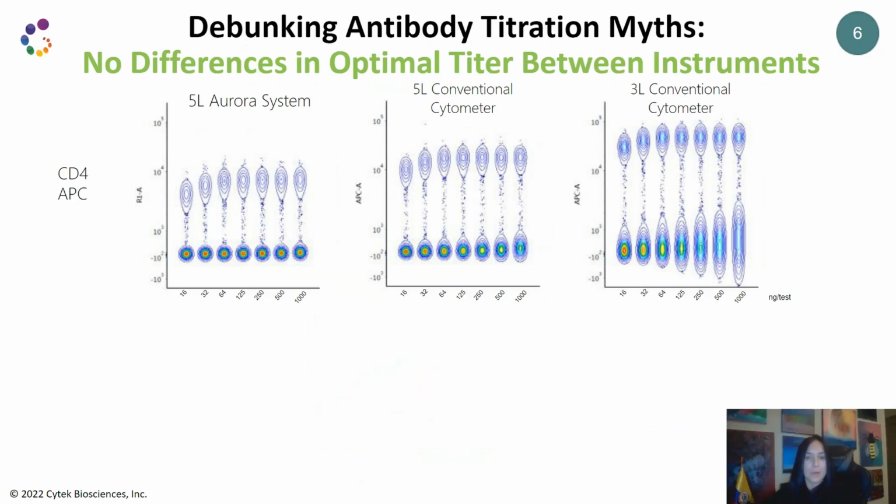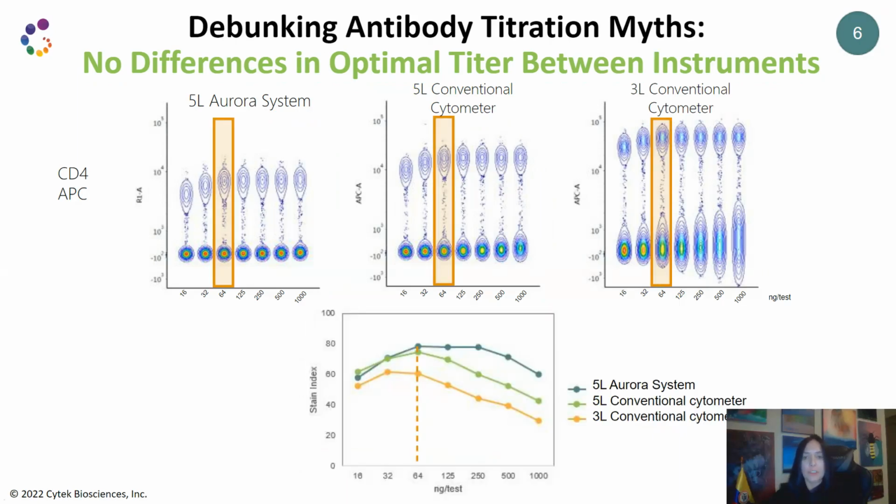And one more, this time for APC, comparing multiple instruments, spectral versus conventional. Again, the curves look very similar, slightly better resolution for the spectral system with this particular conjugate, but once again, a similar definition of what your optimal amount of antibody added to your samples is. So that's the end of this presentation.